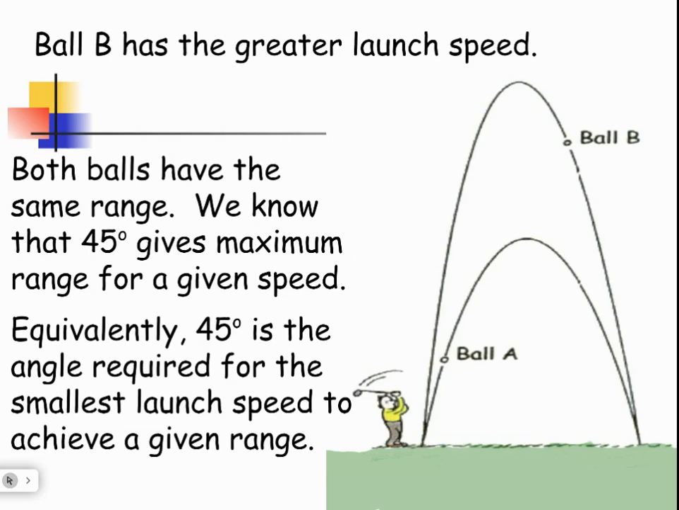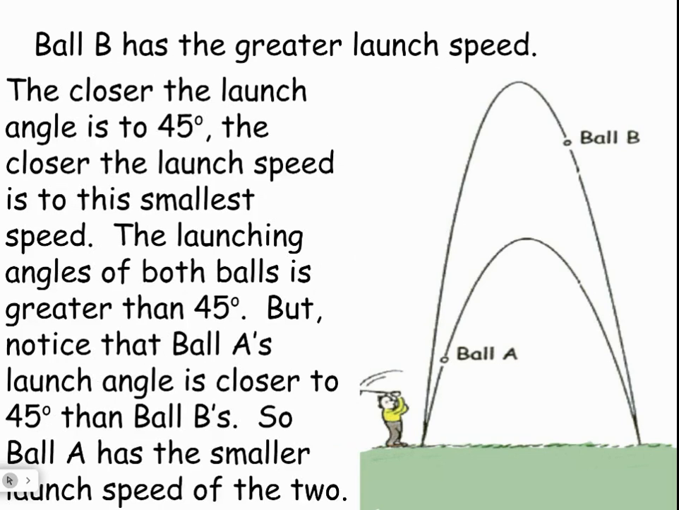Both balls have the same range. We know that 45 degrees gives a maximum distance range for a given speed. Equivalently, 45 degrees is the angle required for the smallest launch speed to achieve a given range. The closer the launch angle is to 45 degrees, the closer the launch speed is to the smallest speed. The launching angles of both balls are greater than 45, but notice that ball A's launch angle is closer to 45 degrees than ball B's, so ball A has a smaller launch speed of the two.